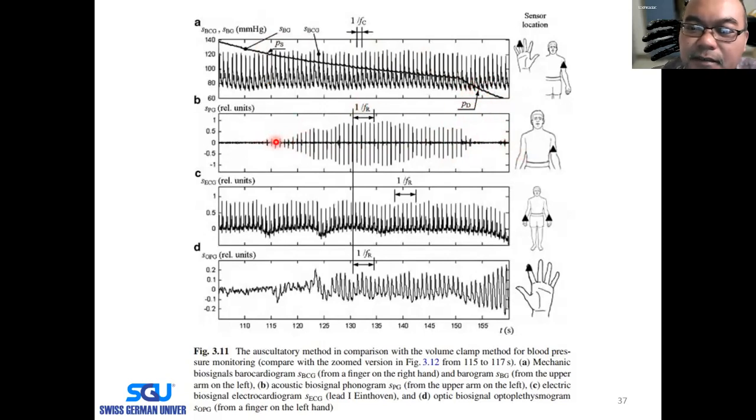This is when the cuff pressure starts to be released and then blood starts to flow, and then you will hear this sound. And this is when it starts to be silent again.